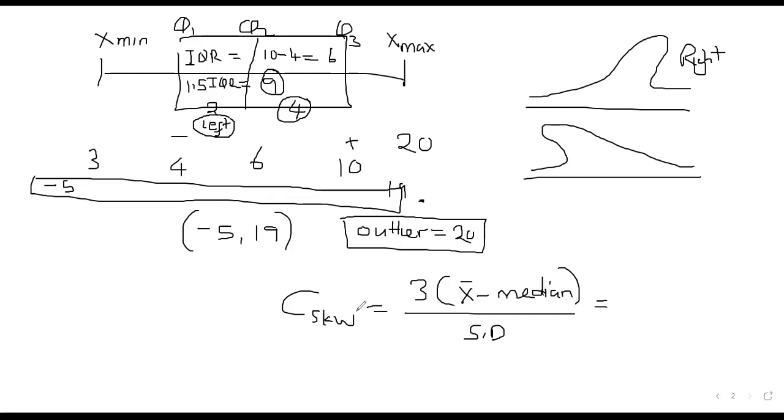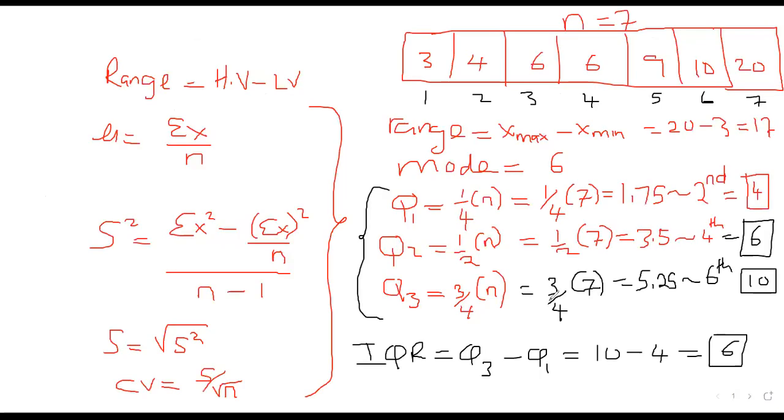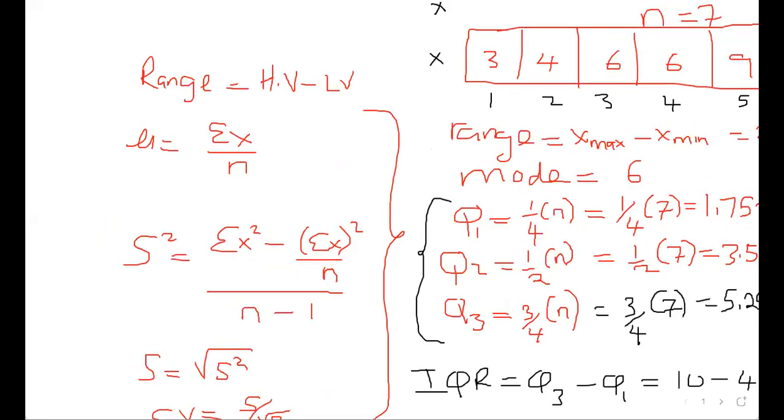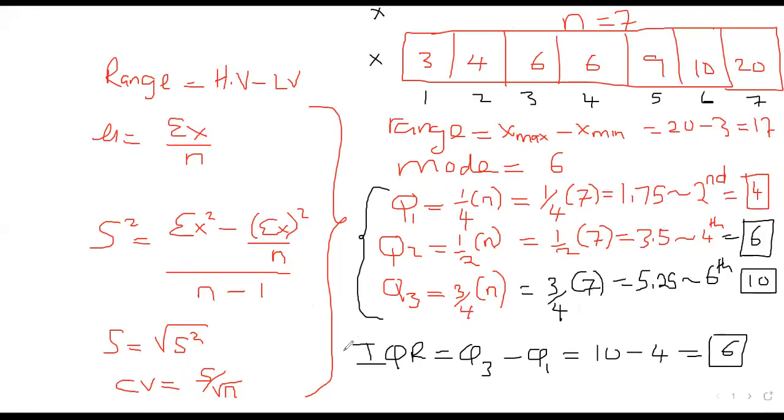You can alternatively use this formula, which is the coefficient of skewness, using the parameters we're going to calculate. So we've already calculated our median as 6. And how do we calculate the mean? By summing these up. So we have values of x and values of x squared. Let's find the values of x and x squared quickly.